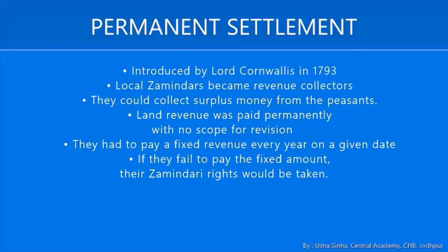The land revenue was fixed and could not be revised later. If the zamindars were unable to pay the revenue on the particular date, the zamindari right would be taken away and given to another zamindar.